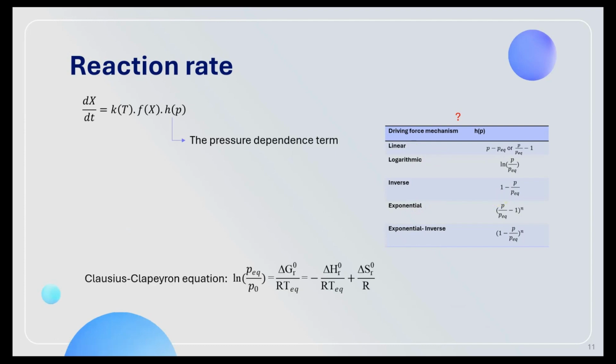The temperature and pressure of equilibrium can be related together by using this equation, Clausius-Clapeyron, and only two parameters, enthalpy and entropy of reaction, are needed to solve this equation.